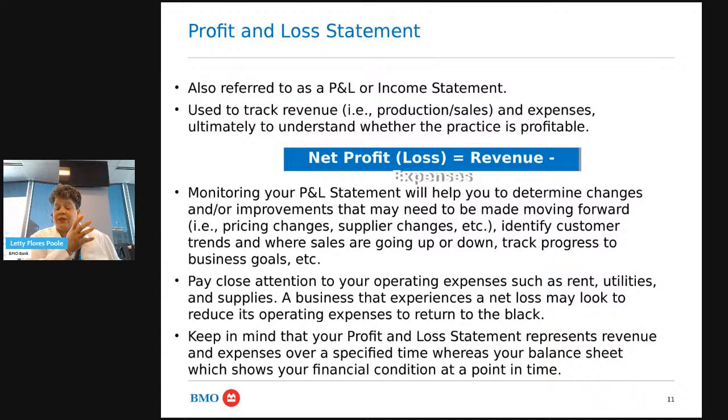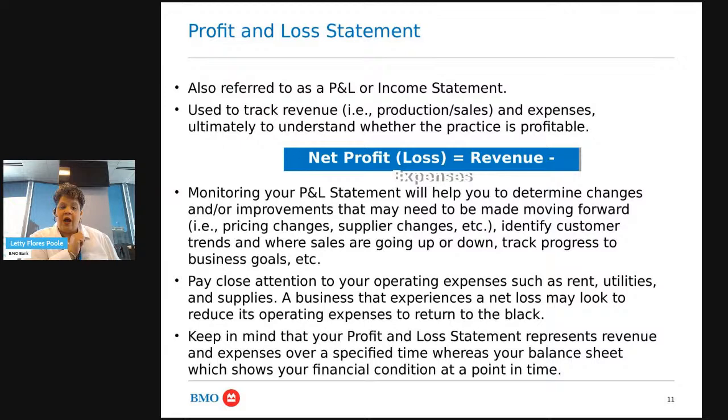This is a really important statement, right? So it's your net profit. In parentheses, it says loss because sometimes, depending on your business, what stage you're in of your business, your net profit may be at a loss, right? So net profit equals revenue. What else does this statement allow you to see? It monitors your profit and loss statement, will help you determine changes and or improvements that maybe need to be made moving forward. Right? A word that we all picked up through the pandemic was pivot, right? Do I need to pivot? Do I need to make a change?